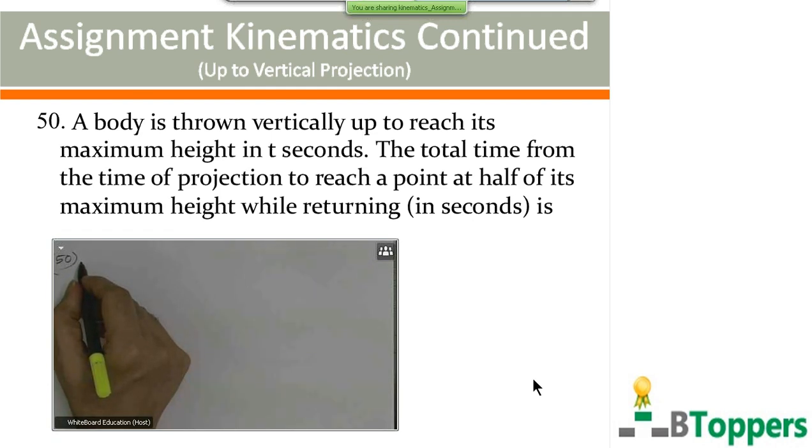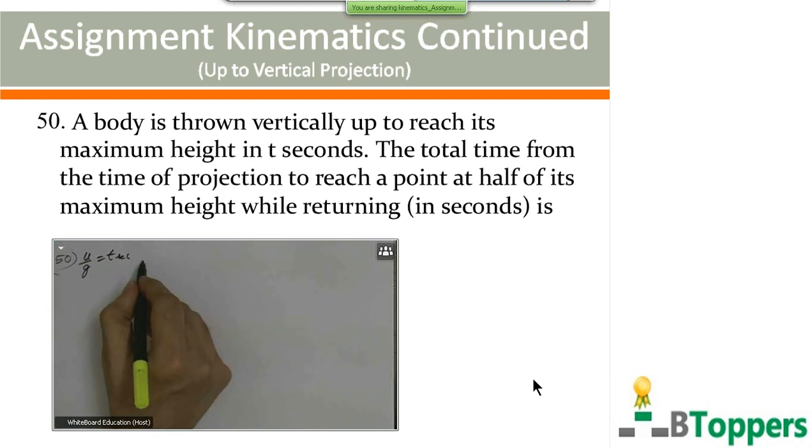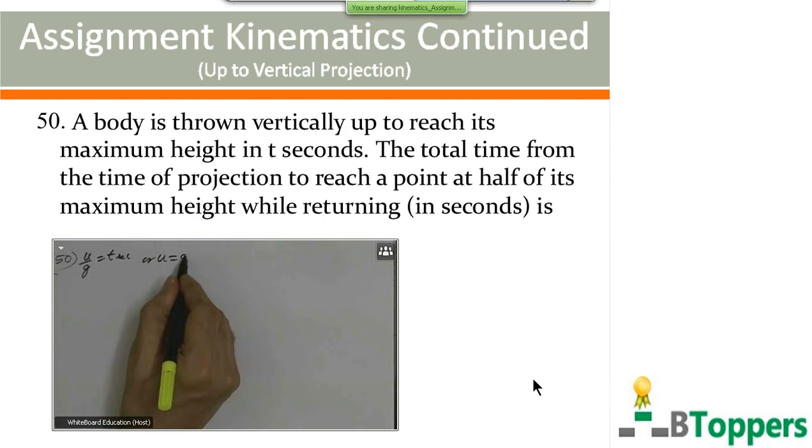So here you can see question number 50 again. A body is thrown vertically upward to reach a maximum height in t seconds. That means the time of ascent u by g is t seconds. So u is numerically equal to g into t. You have to find the time after projection, during descent, at which it is found at half of the maximum height during the downward motion.